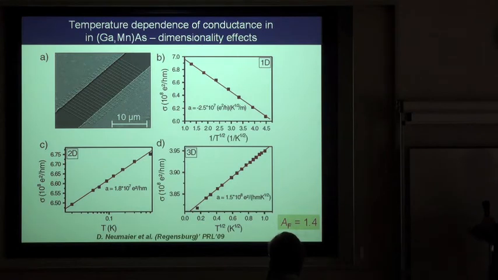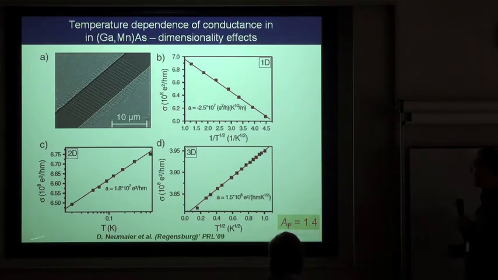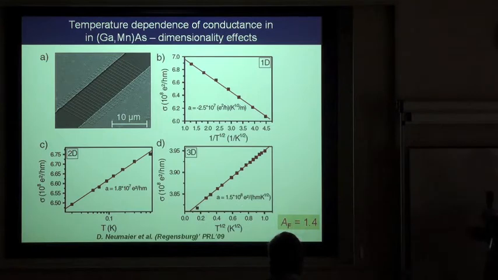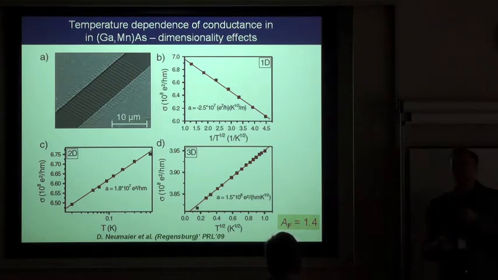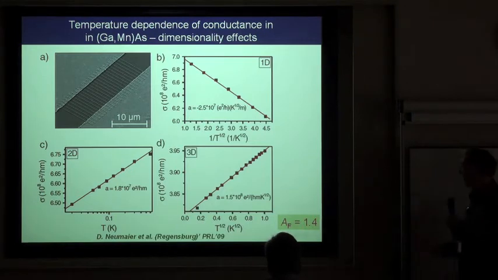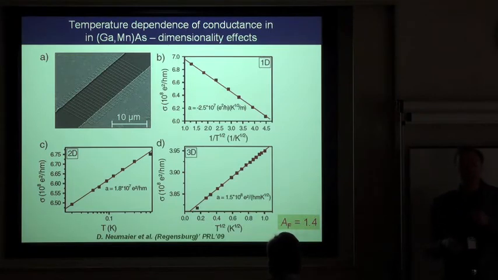And here you see very beautiful work in one dimension. Theory predicts this dependence, it's observed experimentally, plot 1/t². In one dimension, two dimensions, a logarithmic temperature dependence is expected, and in three dimensions, square root temperature dependence. Everything fits very well. And actually from these slopes, you can determine the amplitude of interaction, and it's a very important factor because it's exactly the factor which determines enhancement of Zener ferromagnetism by Stoner.